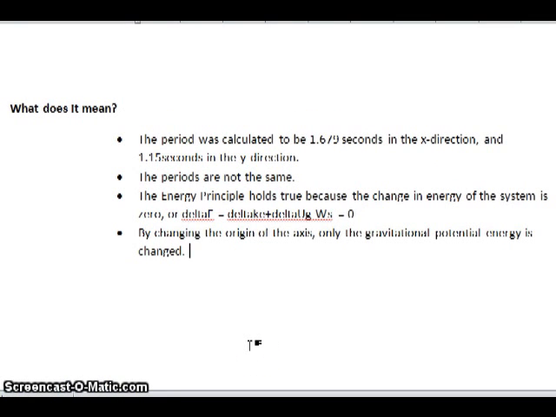Finally, I'm going to talk about the what does it mean questions. I calculated the period in the x and y directions using two different equations. For the x, it was 2 pi times the square root of the relaxed length of the spring divided by 9.8. For the y, the period is 2 pi times the square root of mass divided by the K constant. And I found two different times here, 1.6 and 1.1, so that shows that the periods are not the same.